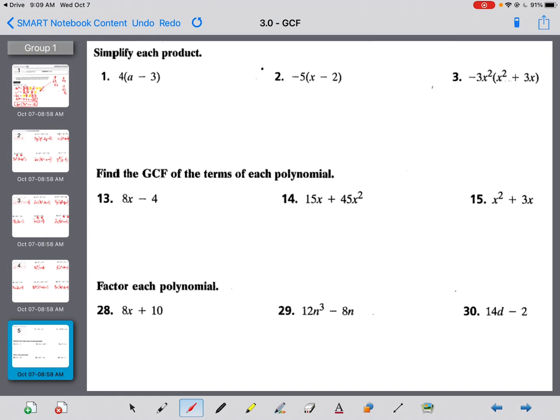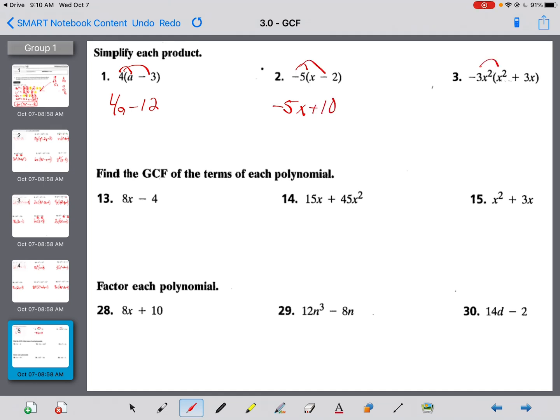All right, now on the back, it tells you to simplify each product. So that means go forward. It's the opposite of what we did. Instead of undistribute, we're going to distribute. So reverse the process. 4 times a is 4a. 4 times negative 3 is negative 12. Negative 5 times x, negative 5x. Negative 5 times negative 2 is plus 10.